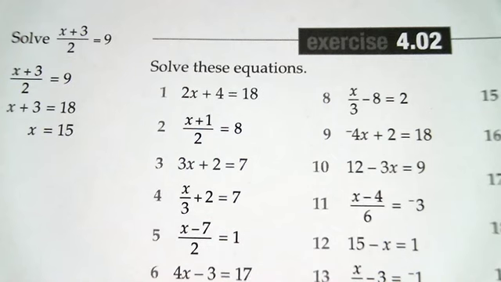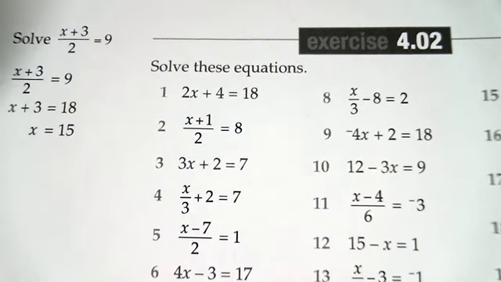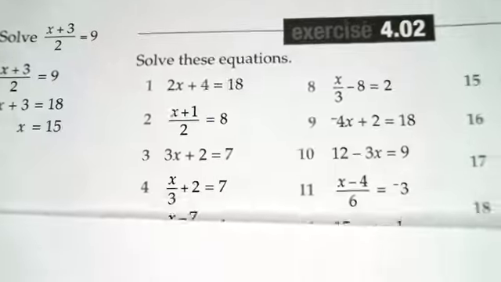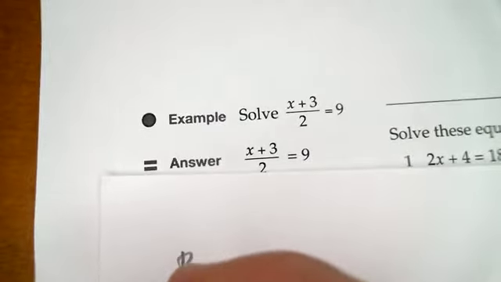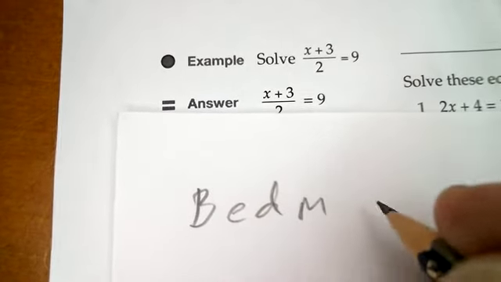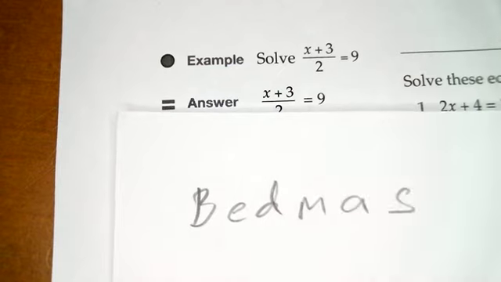Let's have a look at exercise 4.02 from the Gamma mathematics textbook. Now, these questions involve using a certain strategy which we're going to talk about, which is the reverse BEDMAS. Now, in BEDMAS, we know that we're going to be doing it in the following order. We're going to, first of all, solve brackets, exponents, division, multiplication, addition, and subtraction in that order.